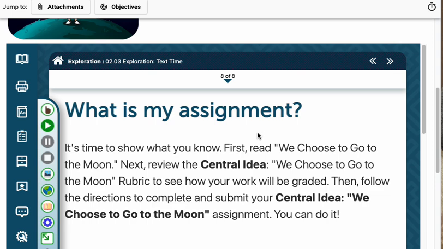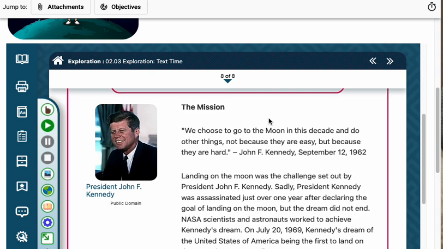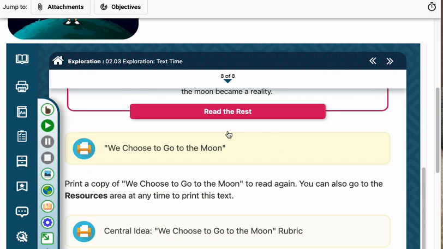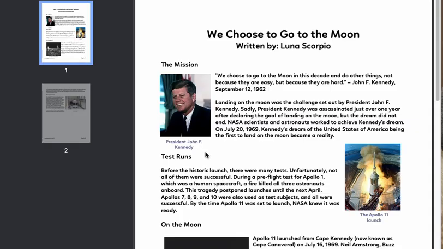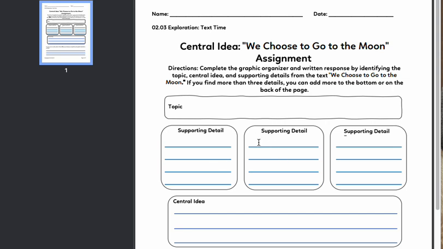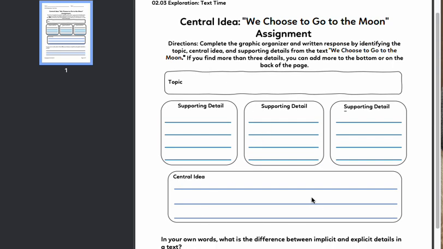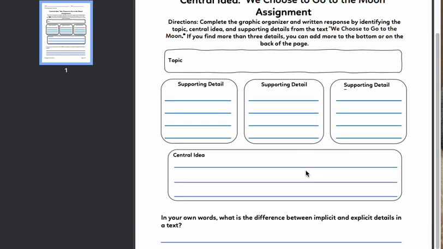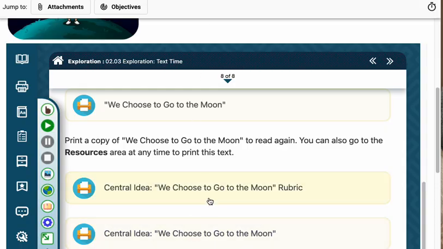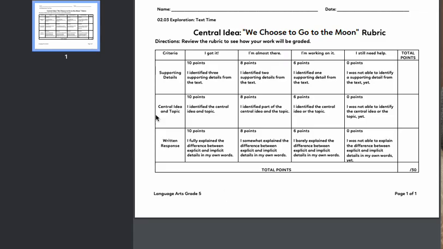But when you get to the end, it'll say, hey, what's our assignment? Well, you're going to be looking for the central idea in the story We Chose to Go to the Moon. So here's the story, We Chose to Go to the Moon. All right. Then you have your handout, which is looking at your topic, what's the main idea, and what are the 3 details from We Chose to Go to the Moon. All right. Let's look at how I'm going to grade We Chose to Go to the Moon.